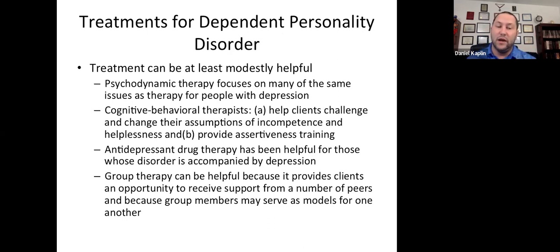In terms of drug therapy, antidepressants can be helpful, especially if you see anxiety and depression co-occurring. And then group therapy can be quite useful because you have a group of people who are struggling with similar issues. Some are going to be more advanced or more developed than others, so they can show group members who are further behind how they're breaking free from dependent personality disorder.